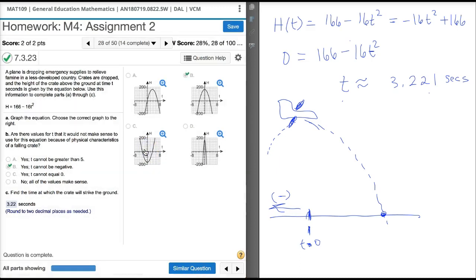All right, so that's number 28. Let's move on to number 29.